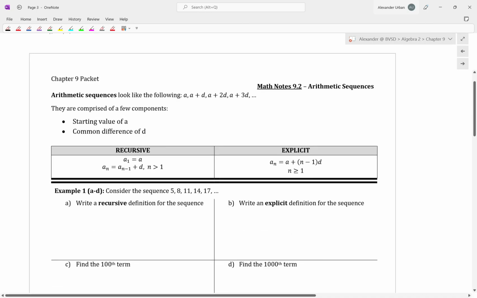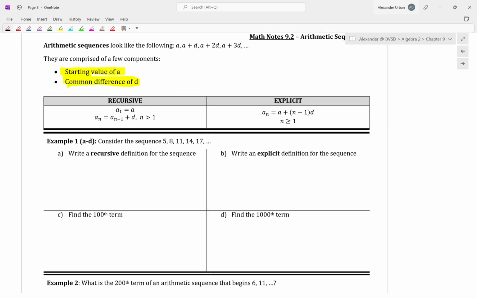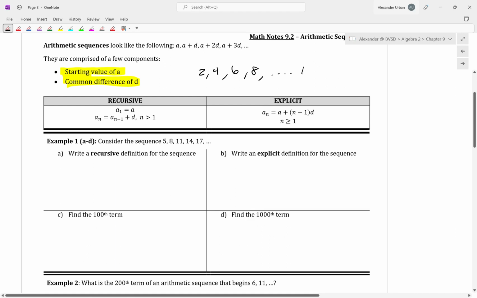Today we're going to be talking about 9.2 and 9.3 together. 9.2 is arithmetic sequences, which we are going to start by wanting to know a starting value and a common difference. So for this, if I have a sequence, say 2, 4, 6, 8, all the way to 100, our starting value is a, or a sub 1, and then our common difference, what it goes up by each time, will be 2, because we're going to add 2.